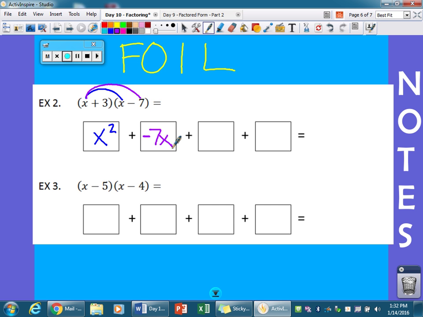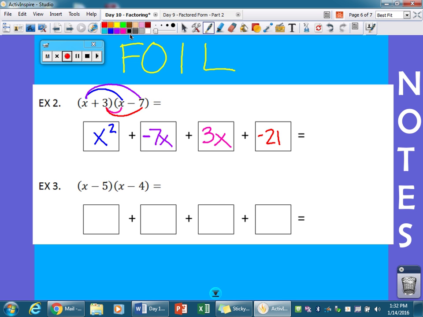You need the negative sign there. It makes a difference. Next one, our inner. 3 times x. 3 has a plus sign in it. X doesn't have a symbol, so we can assume it's a positive. 3 times x is 3x. And now my last, 3 times negative 7 is negative 21.